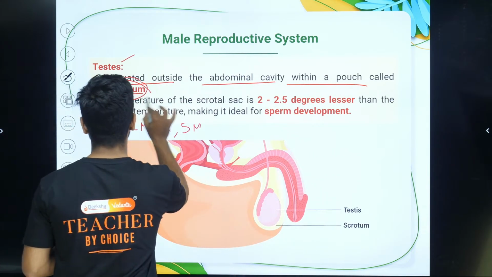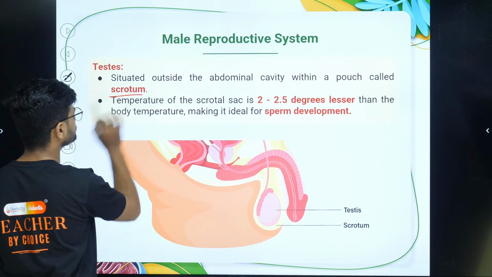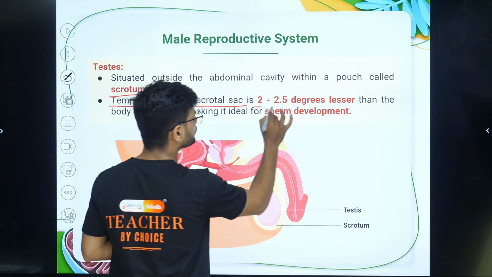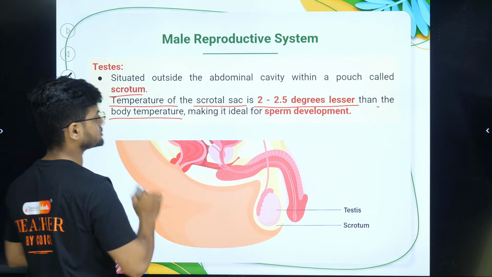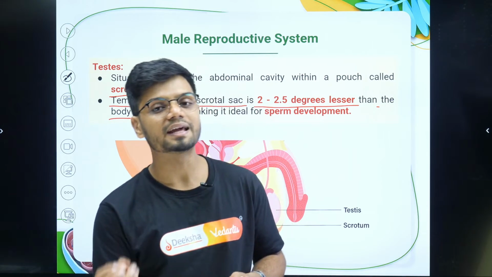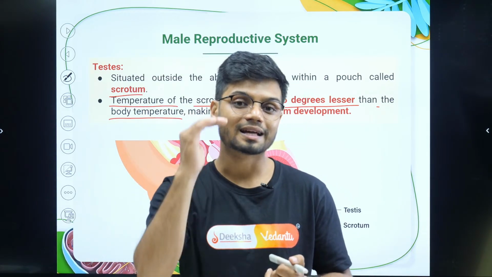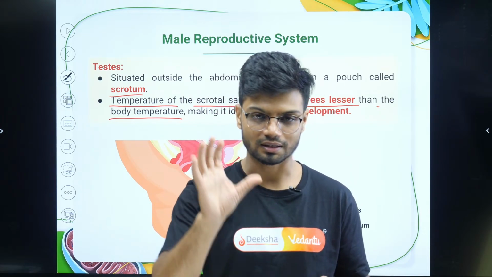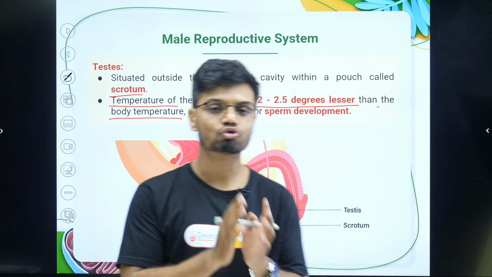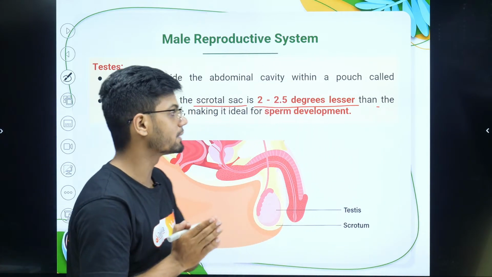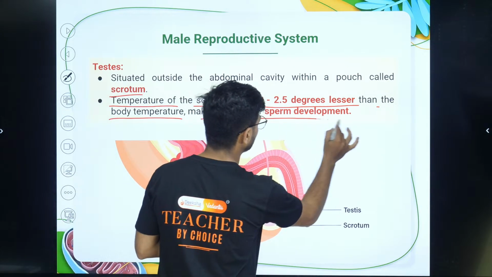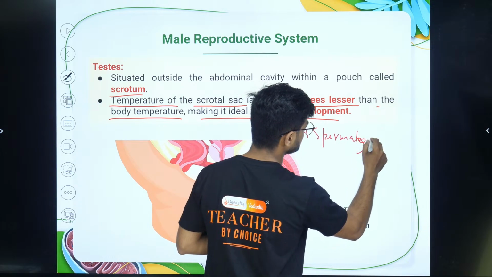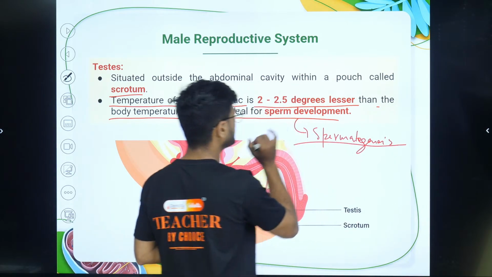So the function of the scrotum is what? To maintain the temperature in the scrotal sac 2 to 2.5 degrees less than the body temperature. So the scrotum helps in keeping the temperature of the testis low, 2 to 2.5 degrees less than the body temperature. Why? For sperm development. Sperm development is also called spermatogenesis.